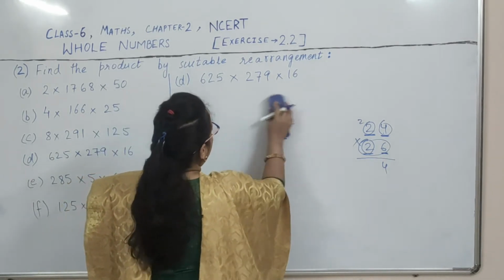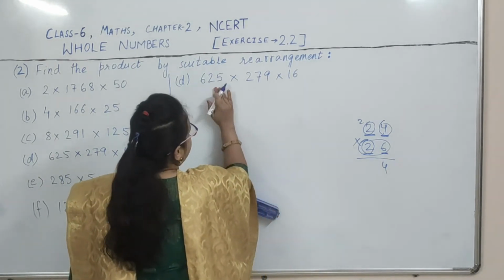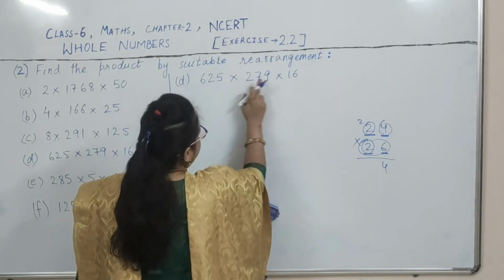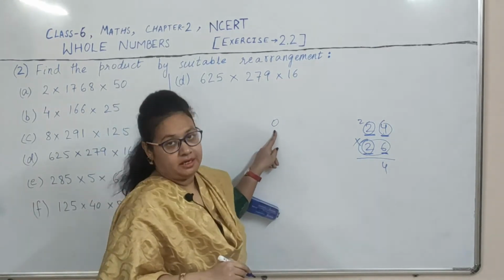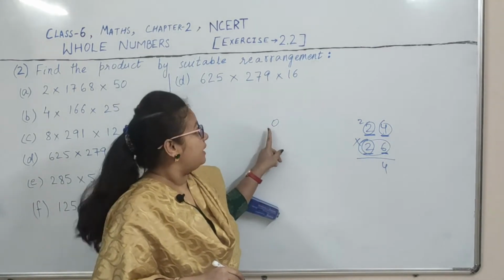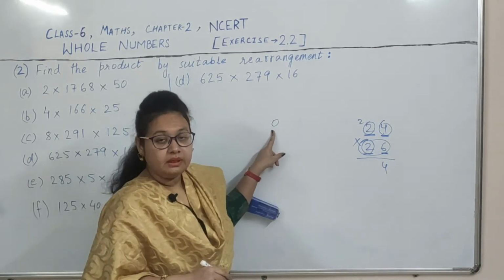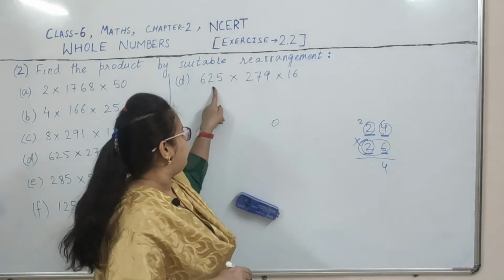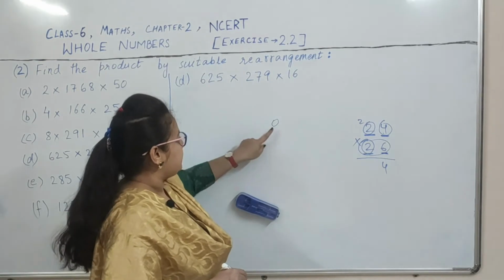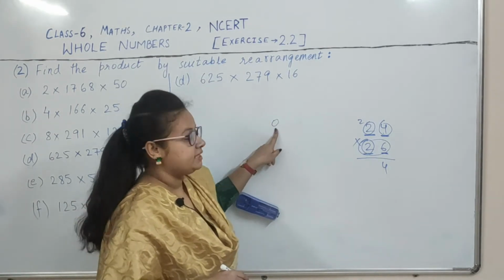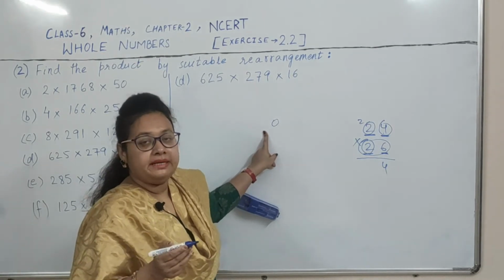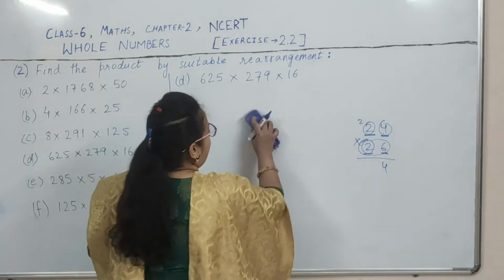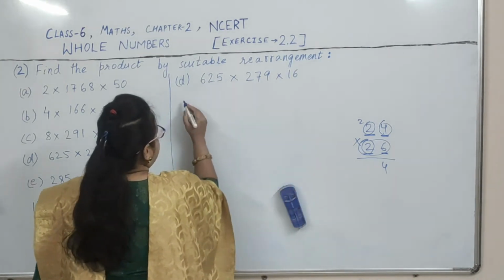And if we multiply this number with this number, 5 6s are 30. So in the units place, the digit will be 0, which will make the multiplication easier. So if we multiply these two numbers, the digit at units place will be 0. So what we will do? We will multiply these two numbers first.